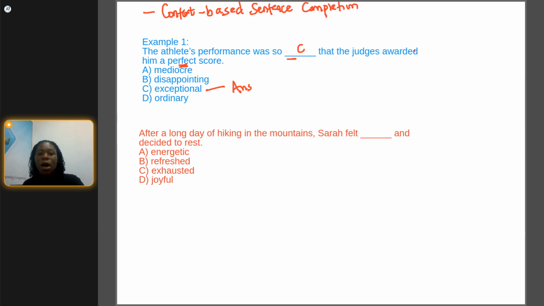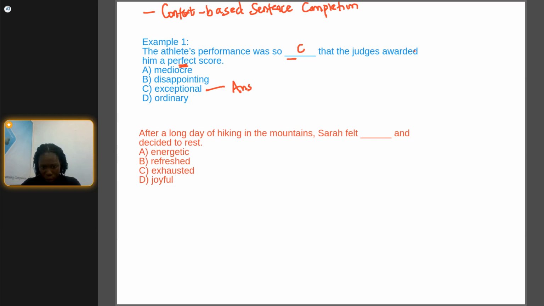So Sarah felt dash. The person that has been hiking in the mountains felt something and decided to rest. This is our context. The words in this sentence are helping us to get the appropriate word to fill this space in. So after a long day of hiking in the mountains, like I explained, a long day of doing something that could exhaust you, something that could drain you physically, the person involved decided to rest. When would you rest, or why would you rest? What have you done that you would rest?